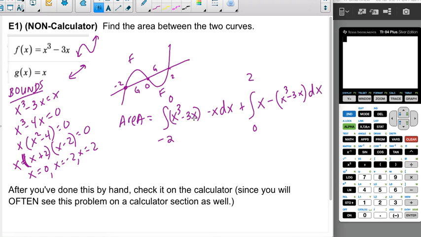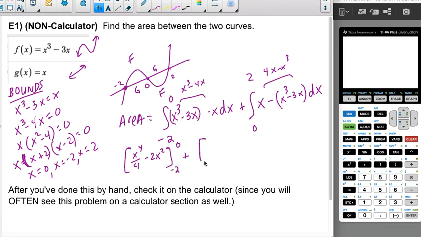So if I clean this up, this thing on the inside is x cubed minus 4x. This thing is the reverse. This thing is 4x minus x cubed, or negative x cubed plus 4x, doesn't matter. So when I integrate, I'm going to get x to the 4th over 4 minus 2x squared, evaluated from -2 to 0, plus this one's going to be the reverse. It's going to be 2x squared minus x to the 4th over 4, again from 0 to 2, right?